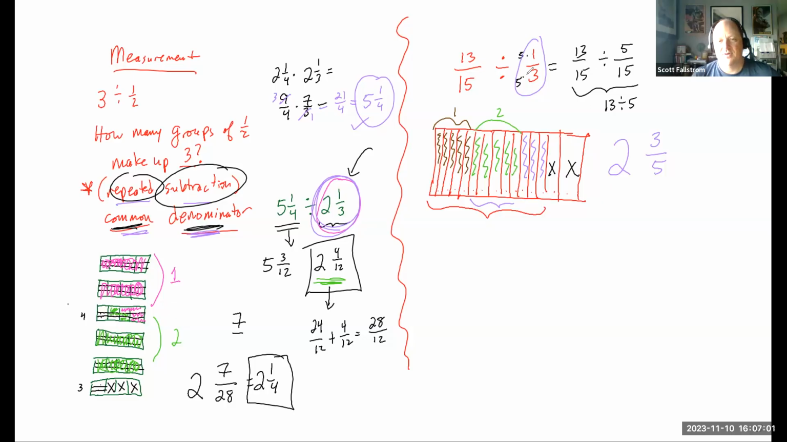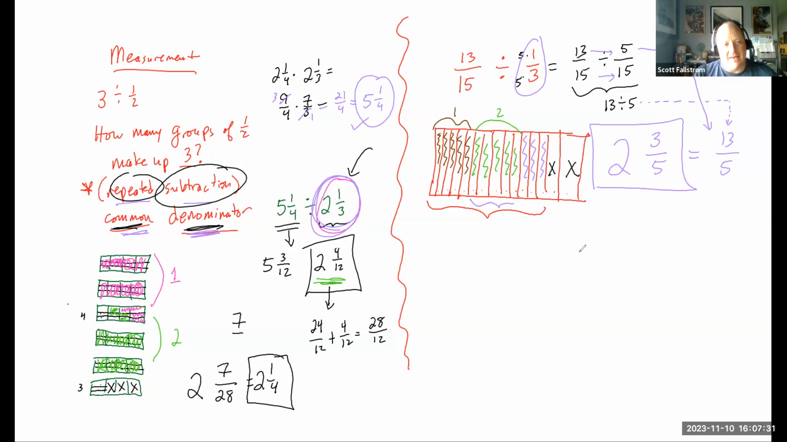So the answer here, 13/15 divided by 1/3 is 2 3/5. Or if you prefer, you could write this as 13/5. And huge hint, what an amazing connection to dividing straight across, right? Because 15 divided by 15 is 1, and 13 divided by 5 is 13/5, which is the exact answer to this problem.